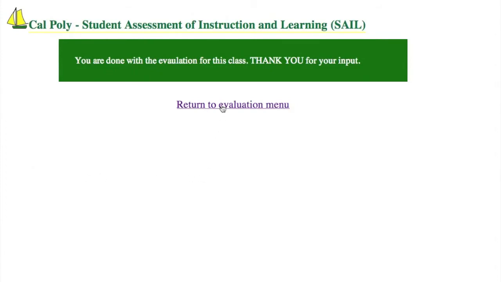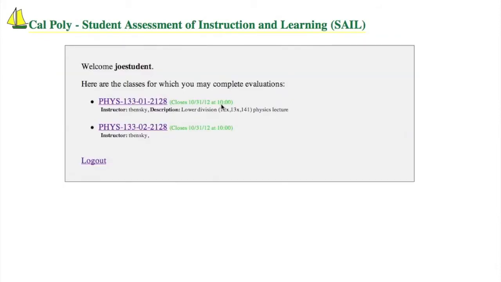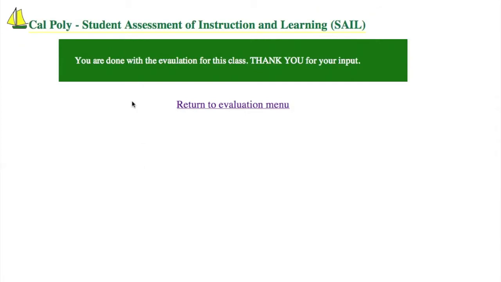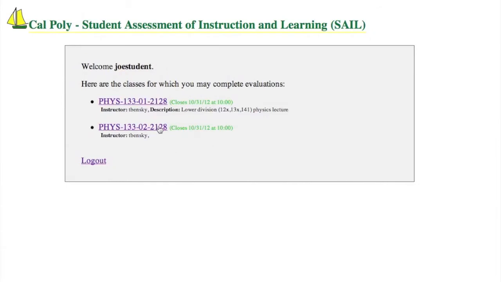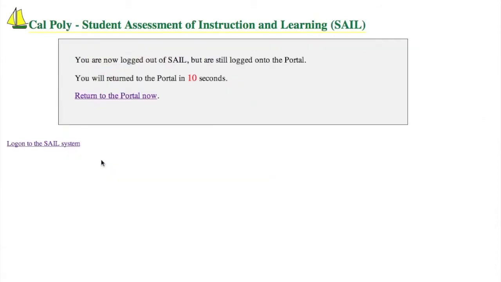The only choice you have next is to return to the evaluation system there, in which case you're back to your menu of classes. If you click on that same class again, you'll see you've exhausted the possible questions and there's simply nothing else you can do for that particular class. You can go on to a different class now or log out of the system. I'll log out of the system for now, and that completes what the students will see on the SAIL version of faculty evaluations.